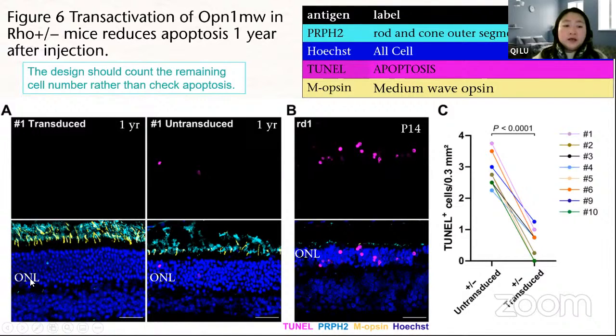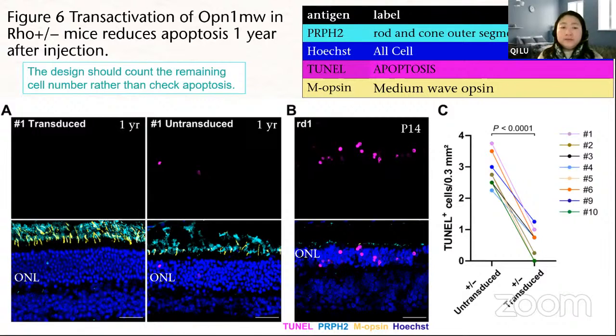But comparing the treated and untreated, let me see. This is the treated and this is the untreated retina, and the TUNEL positive cells are fewer than in the untreated one. So here they claim that this treatment can help the retina be more healthy and help the photoreceptors survive more.